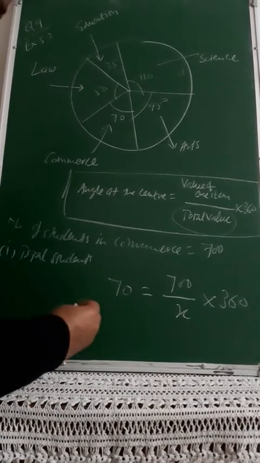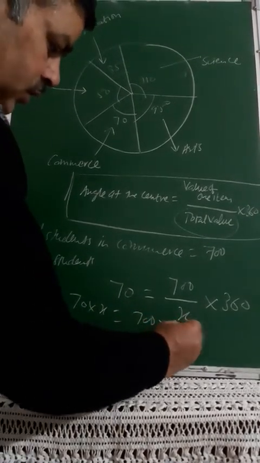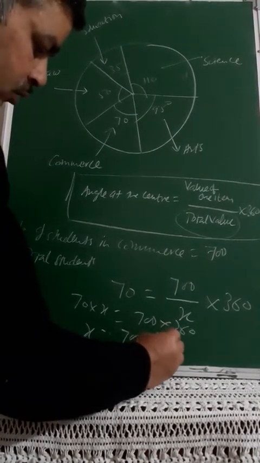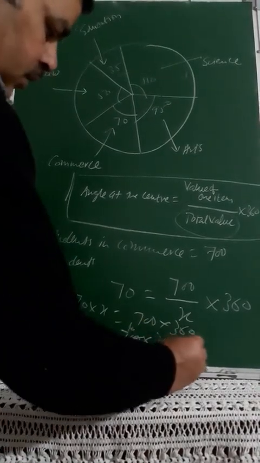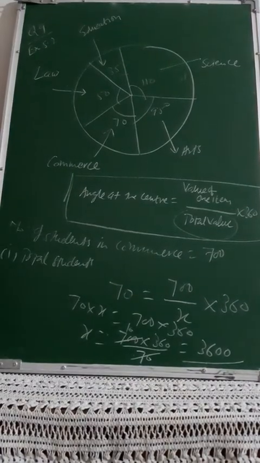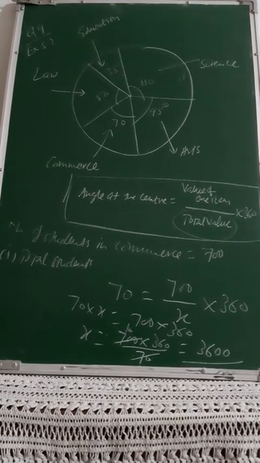Do the cross multiplication. So 70 into x will be equal to 700 into 360. So x will be equal to 700 into 360 upon 70. You just cancel it. So it means 3600 students are there in all. That is the answer for your first part: what is the total number of students?